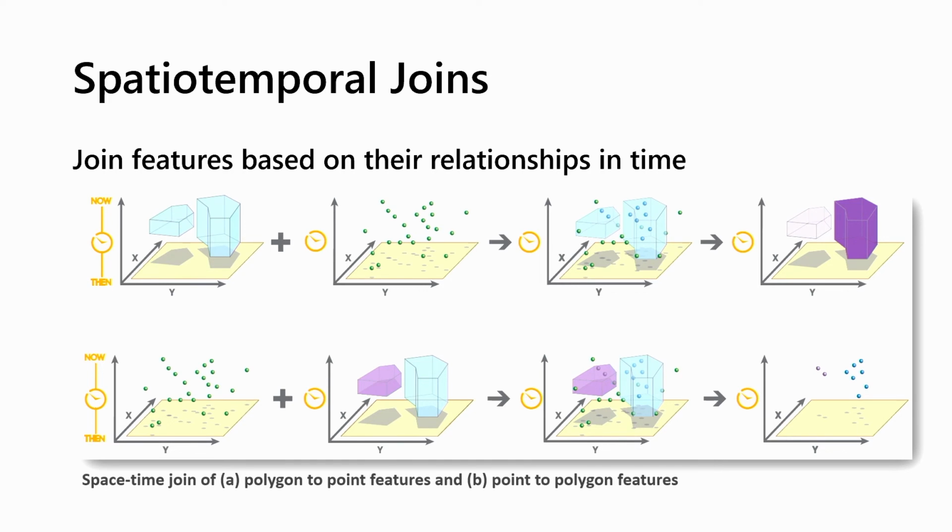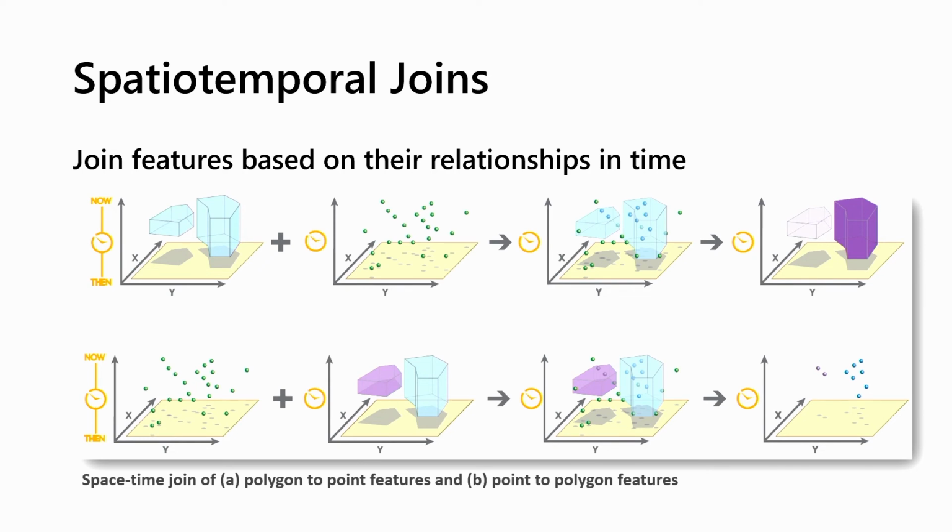On the top row, I have a space-time join of a polygon to point features, but I'm also doing it on the time axis. You can see that I'm also just interested in the points within the polygon interval. So the points are an instant and the polygon is an interval, and I'm joining based on that temporal relationship.